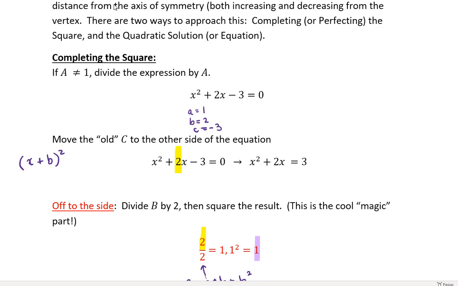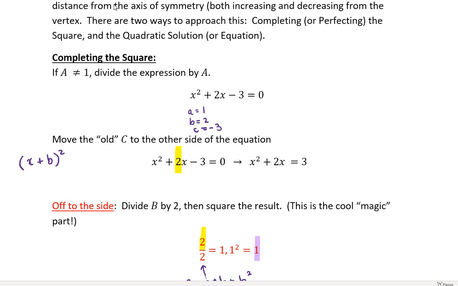Next up, we're going to move what I'm going to refer to as the old c to the other side of the equation. So here's our original equation, and then I'm moving that 3 to the other side, right? That negative 3 becomes a positive as you move it over. So that's pretty crucial, okay? We're going to make room for what's coming next. So we're going to divide b by 2. When I say b, I'm talking about this value here, which is the same as this value here, which is why I have it highlighted in yellow.